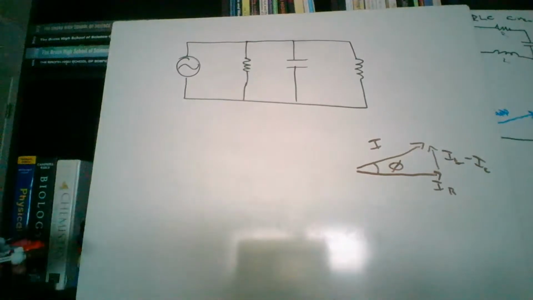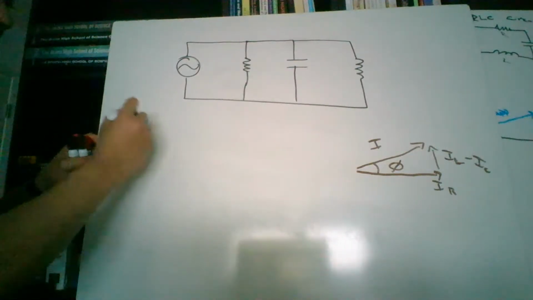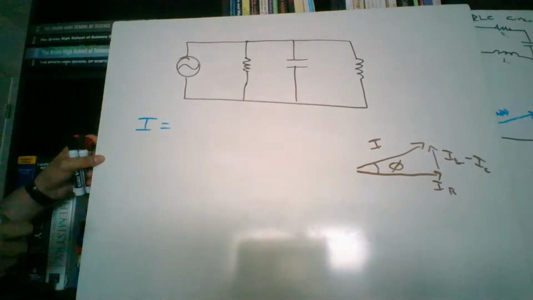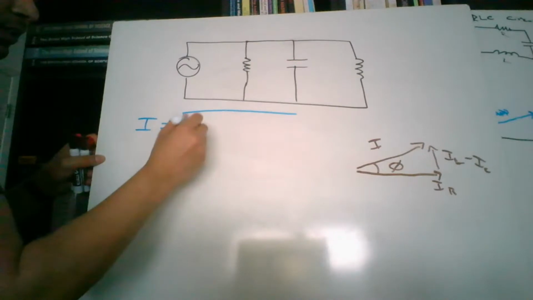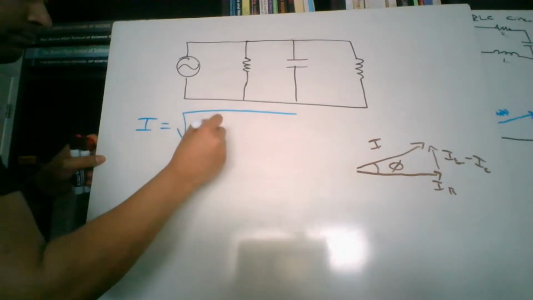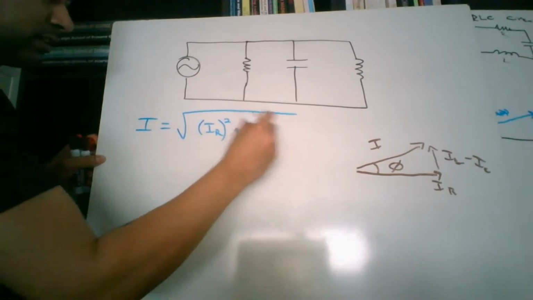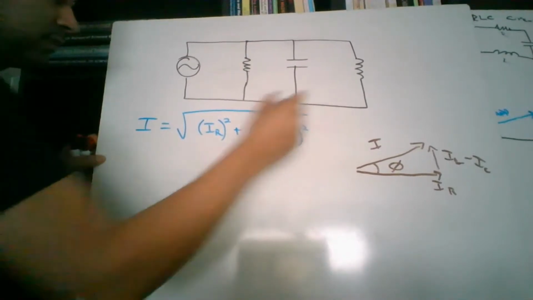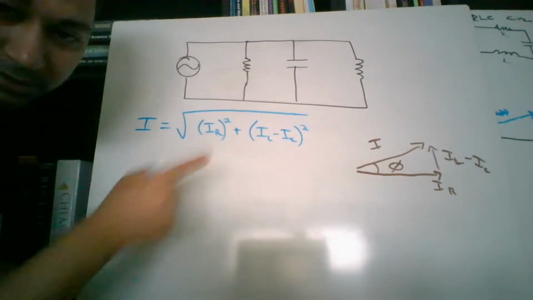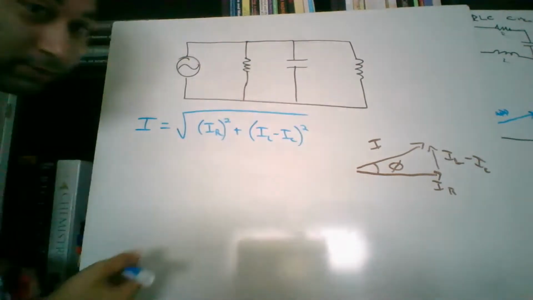So let's put it all together here. What color? Let's use blue. Why not? The total current, I, is going to equal the square root, because this is a right triangle here, of the current in the resistor squared plus the current in the inductor minus the current in the capacitor, squared. And this is why I said it's important to know the difference between parallel and series, because it's not the current, it's the voltage in a parallel circuit that's the same.